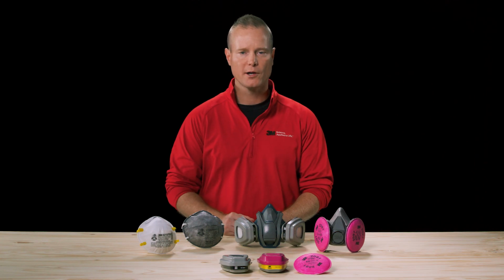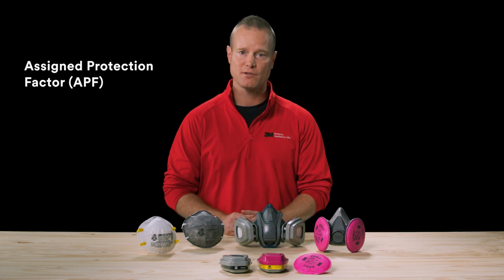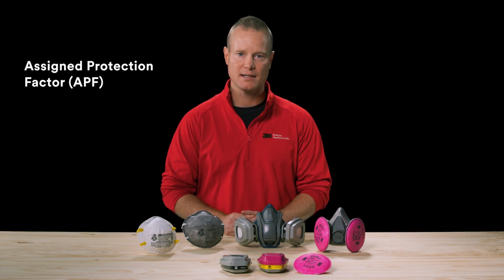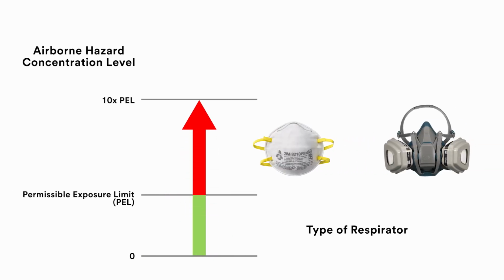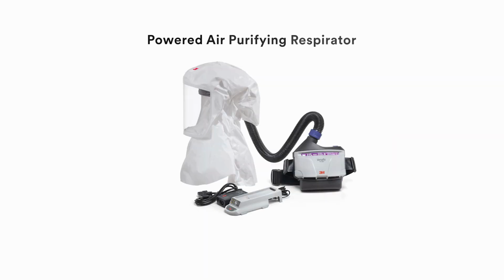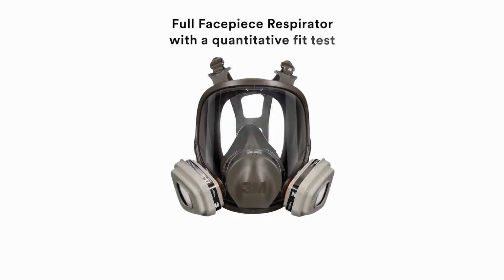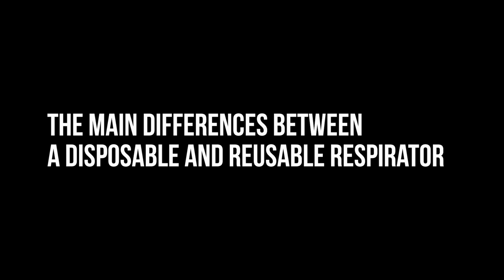For this training, we are going to focus on disposable and reusable respirators with an assigned protection factor, or APF, of 10. APF means they help protect against airborne hazards with concentration levels below 10 times the applicable U.S. OSHA permissible exposure limits, or PEL. If concentration levels are higher than that, you would need to find respirators with a higher APF, such as a powered air purifying respirator, a supplied air respirator, or a full face piece respirator with the quantitative fit test.